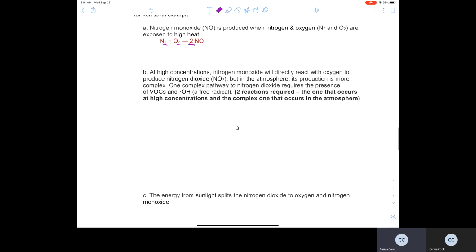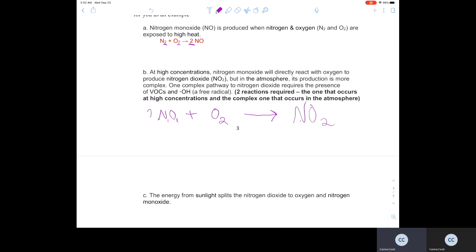Part B, at high concentrations, nitrogen monoxide will directly react with oxygen to produce, put my arrow, nitrogen dioxide, NO2. And so, to balance this equation, we've got 1 nitrogen on each side of the equation. Remember, if there's no subscript, it's understood to be 1. So we've got 1 plus 2, 3 oxygens on the left, but only 2 oxygens on the right.